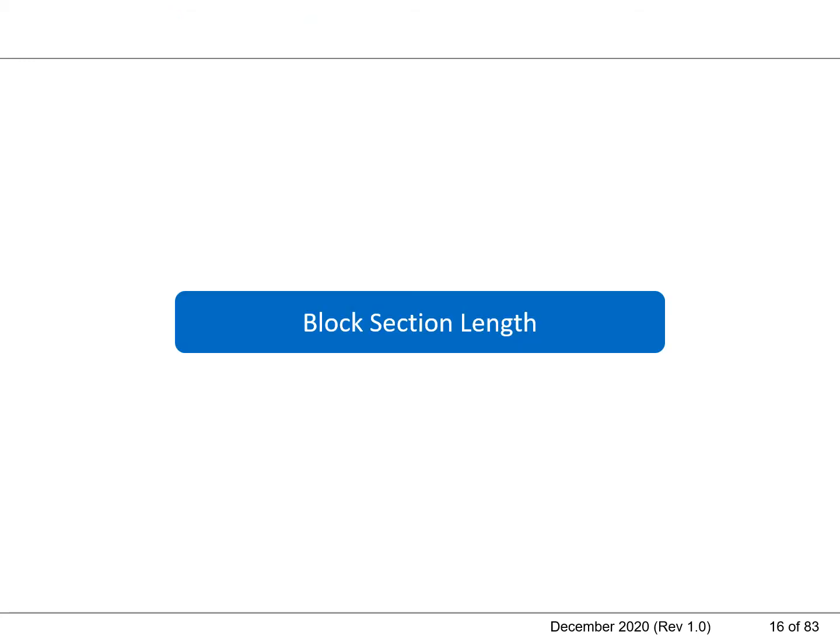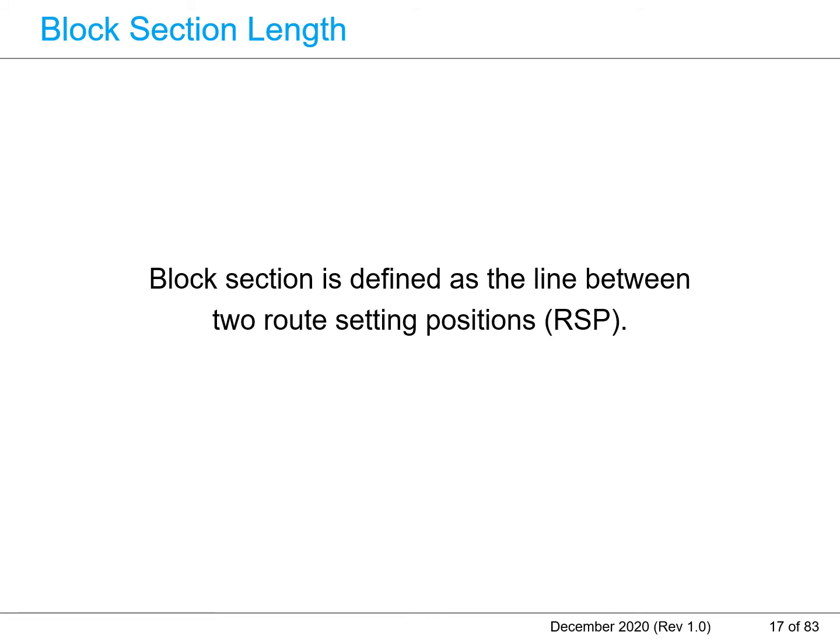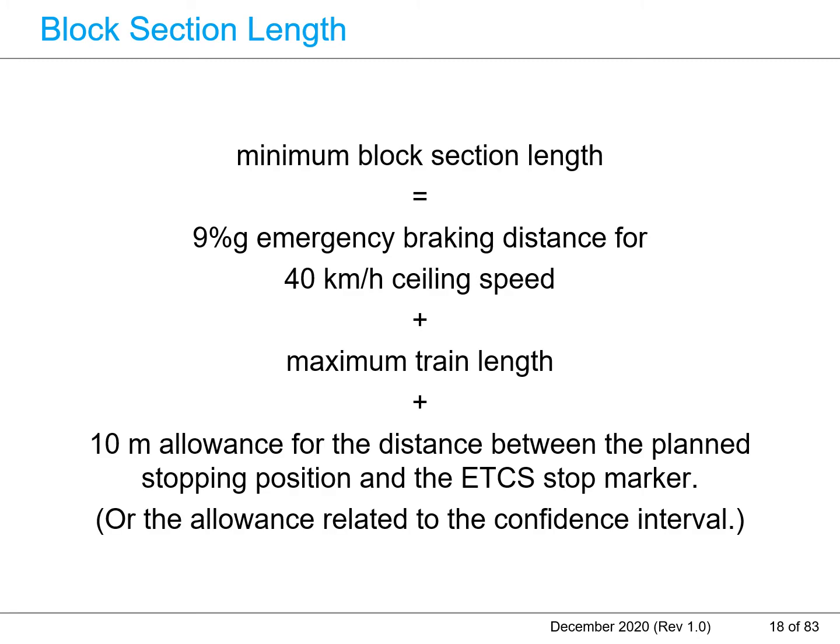The next step is to establish the block section length. Block section is defined as the line between two route setting positions, RSP. This is the typical method of calculating the minimum block section length.